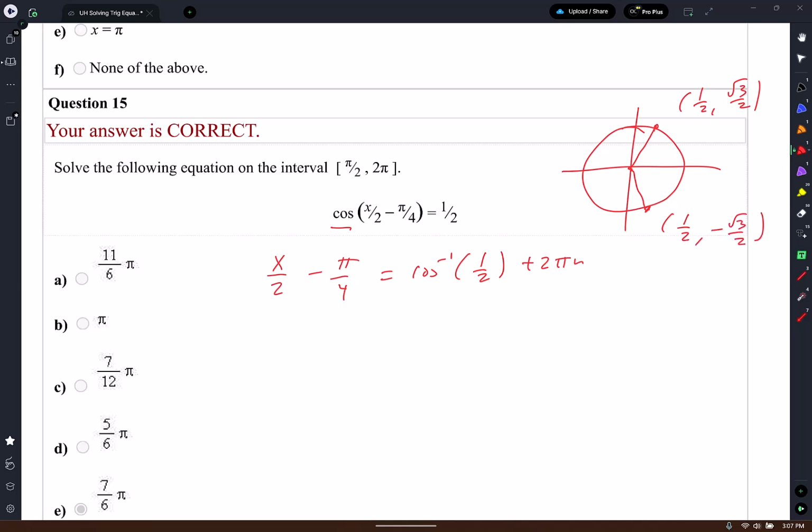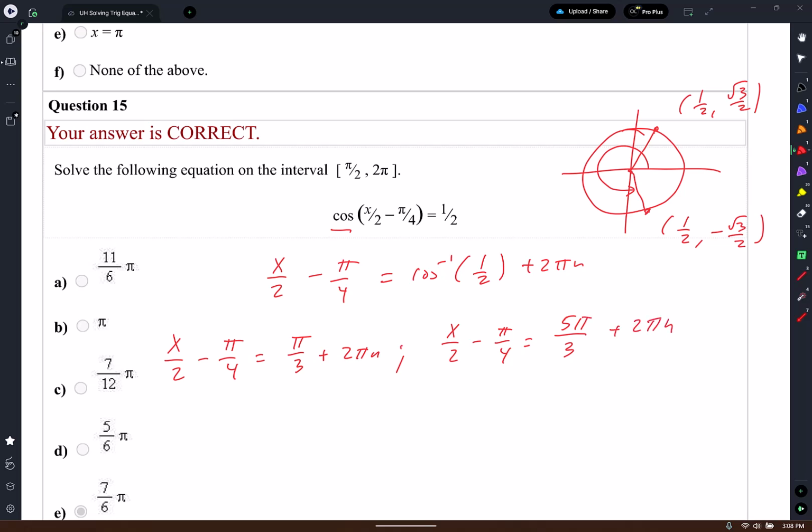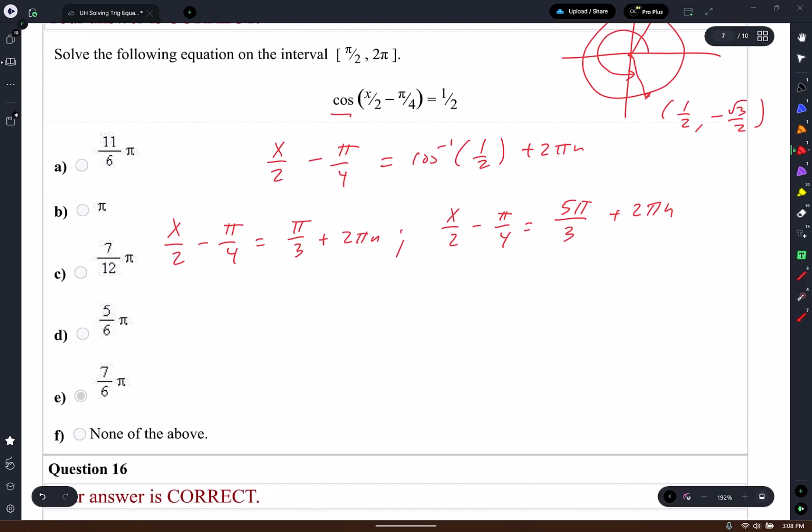All right, so here we go. I'm going to write x over 2 minus pi over 4 equals, where's the first one where cosine is a half? Pi over 3 plus 2 pi n, semicolon, x over 2 minus pi over 4 equals, what's the one in quadrant 4? That one. The denominator is also 3. 5 pi over 3, yeah. You're done with pre-cal. Now you're just doing algebra, guys. You're just doing arithmetic. So let's see.